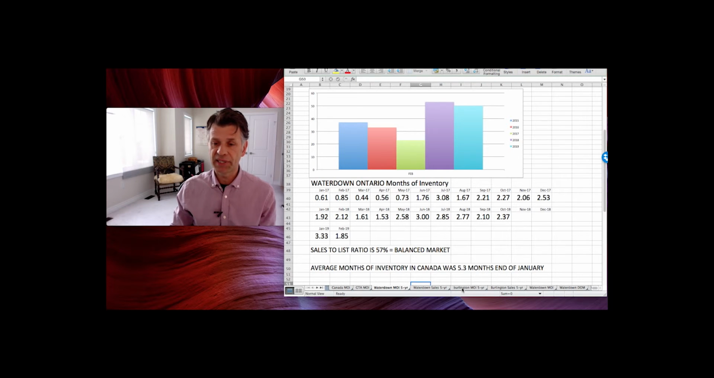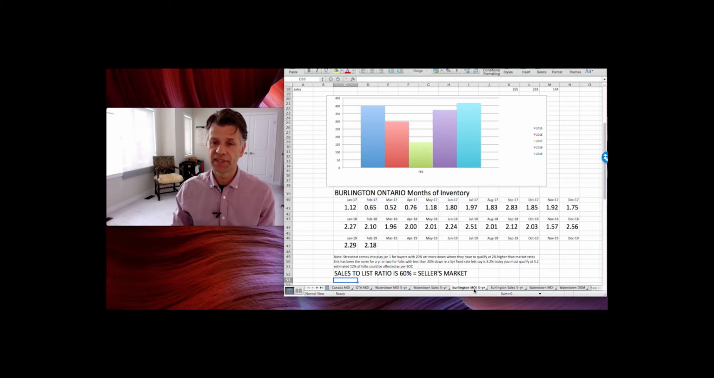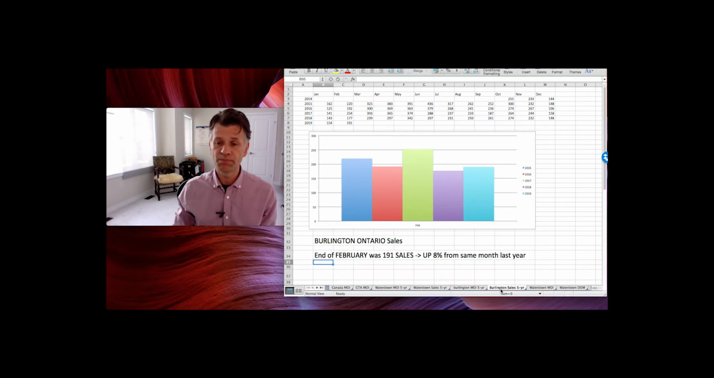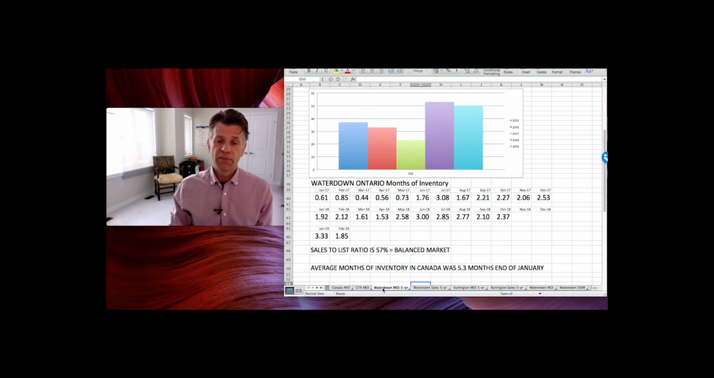I always like to compare it against Burlington. If I take a quick look at their months of inventory, they're just a little bit higher at 2.18 months, which again is really quite low. And they almost did the same thing as Waterdown as far as the number of sales, up 8% from the same month last year. So really a healthy market. There's not a lot of homes out on the market.